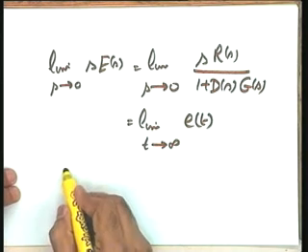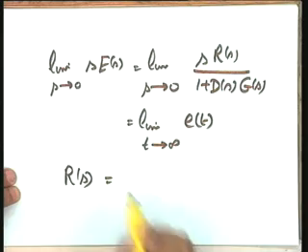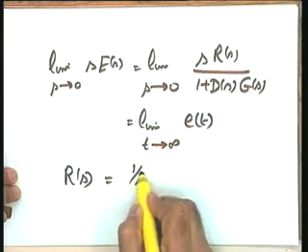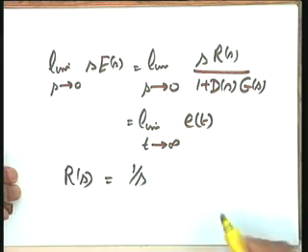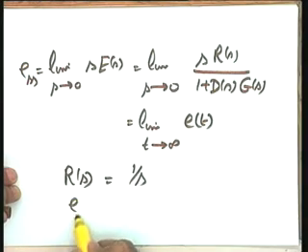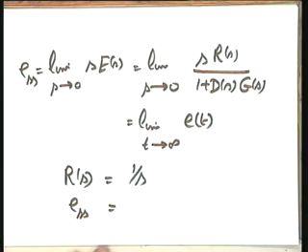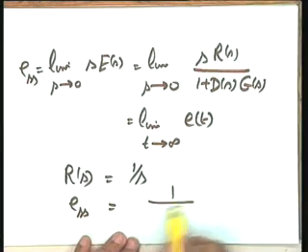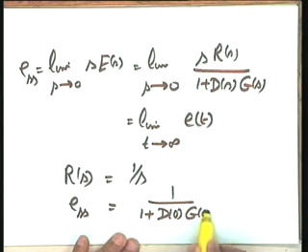Now take a specific case please. Again a very interesting result will come. Let me take R(s) is equal to 1 over s. What is the steady state error please? Let me call this as e_ss. e_ss is equal to 1 over 1 plus D0 G0. This is your steady state error.